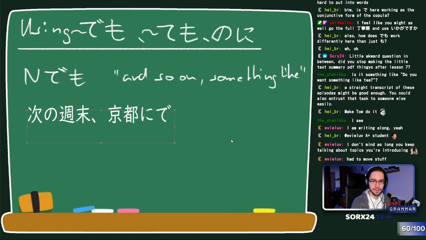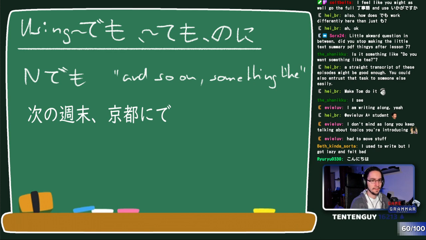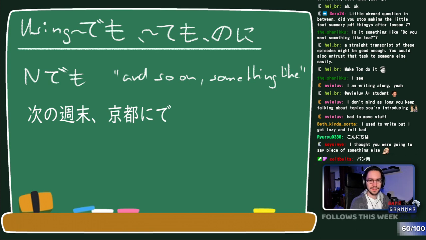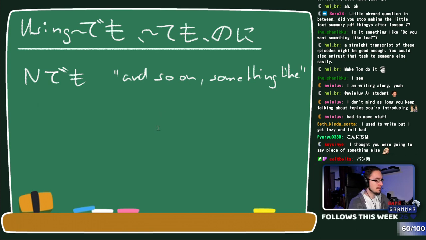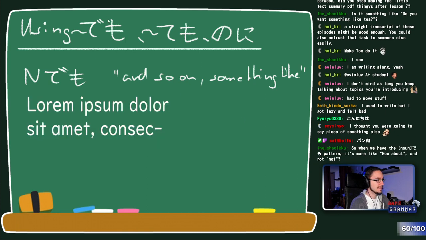Don't mind, keep talking about the topics you're introducing. Yep. Had to move stuff. Yep, I'm sorry. Why is this not working? Okay, we're gonna... Konnichiwa, Ryuryu-chan. Gomenasai, Ryuryu-san. Why is... Okay. I'm gonna have to delete this and do it again. I really just want this text to... Why? You're really trying to trigger me now, aren't you, Photoshop? Why can I not make this the size I want it to be?